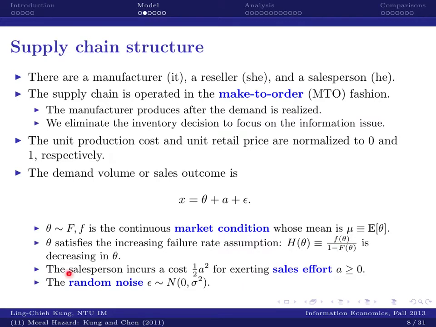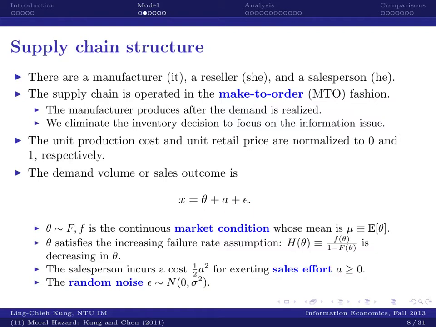The salesperson can decide this A, the sales effort, which should be non-negative, and the cost for achieving sales effort A is 1 over 2 times A squared, this quadratic form, again a standard assumption. Finally, epsilon is a random noise that follows the normal distribution with variance sigma squared. So X is additive in market condition, effort, and the random noise.